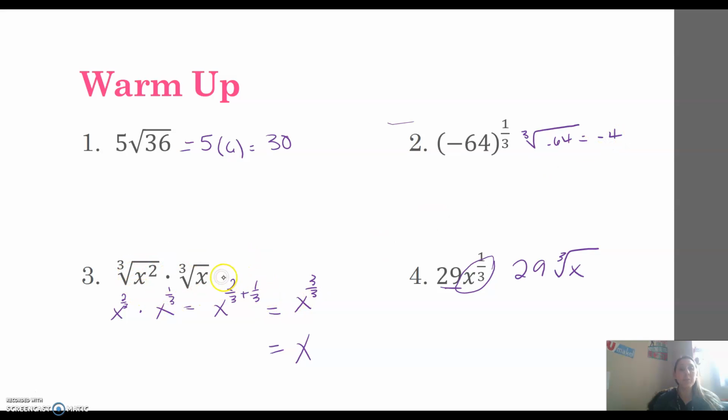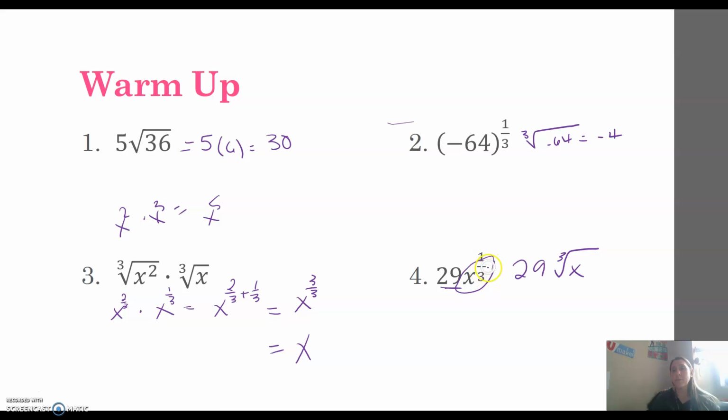And then this one, I rewrote in exponential form, so we all know what to do when it's x squared times x to the third, we would get x to the fifth, right? We add the exponents. So I'm going to do that here, so I get x to the 2/3 times x to the 1/3, and that's going to be equal to x to the 2/3 plus 1/3, which is x to the 3/3, which is just x to the first power. So that answer is just x.